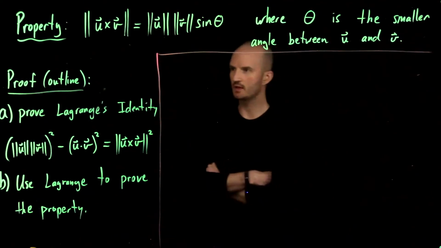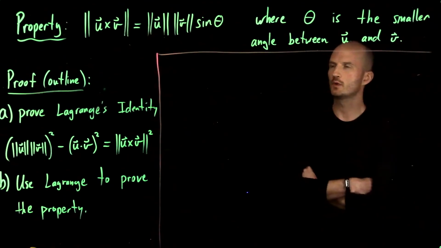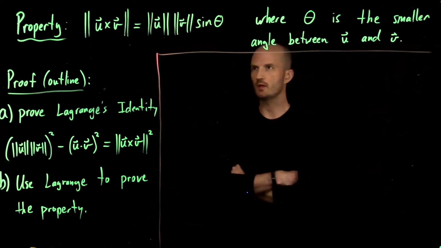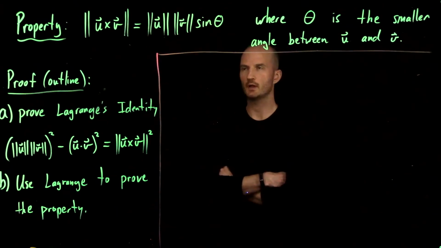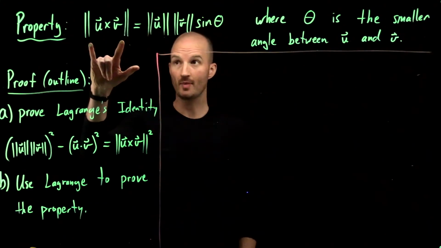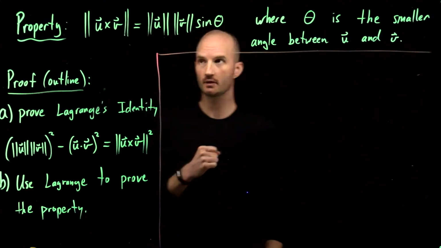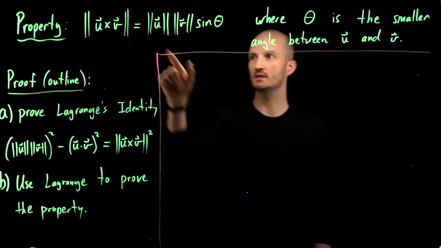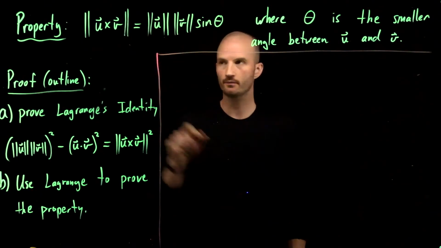Okay, pause and copy, pause and copy. So we have a property here that may be familiar. Notice that we're talking about the length or the magnitude of u cross v, not talking about u cross v itself. So this is a scalar quantity over here and over here.